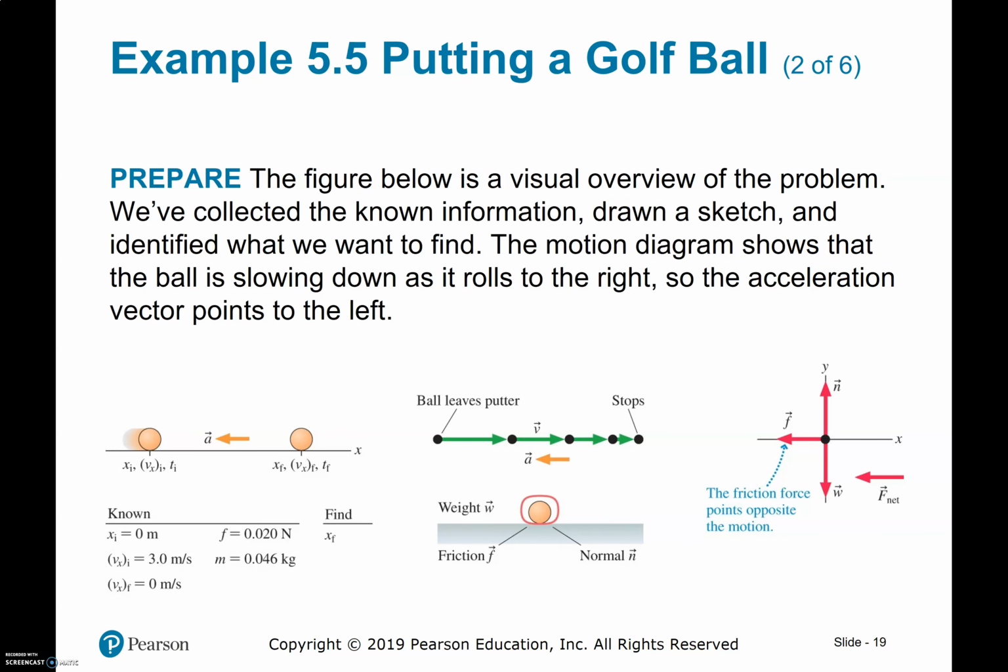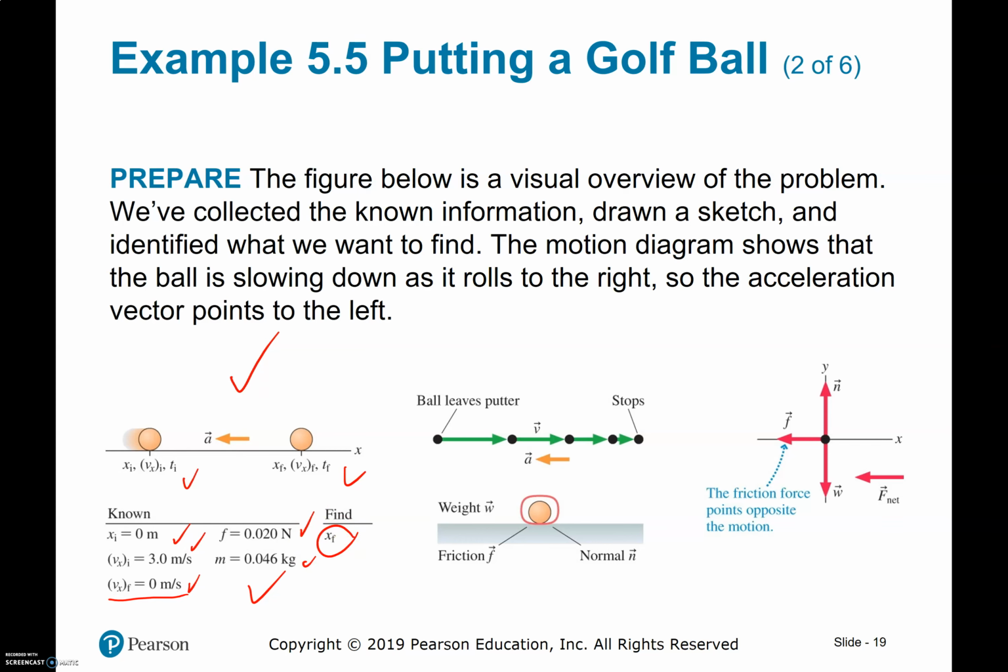Let's draw all the pictures that we need. We have the acceleration here with the initial state, final state, and all the knowns and unknowns. We have initial position, initial velocity, and final velocity is 0 because the ball is going to stop at the end. We have the friction, and we have the mass. We want to find the final position.